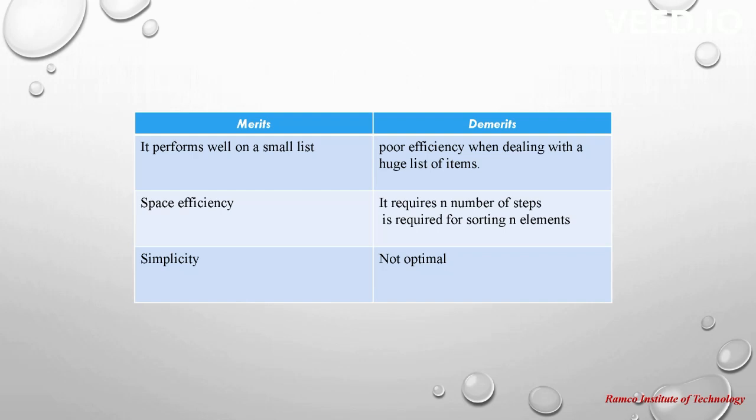Okay, so next one is the disadvantage. This selection sort algorithm produces poor efficiency when dealing with a huge list of items, and it requires n number of steps for sorting n elements, and it is not optimal. That is, the selection sort algorithm cannot sort any input array in the minimum possible number of comparisons and swaps.